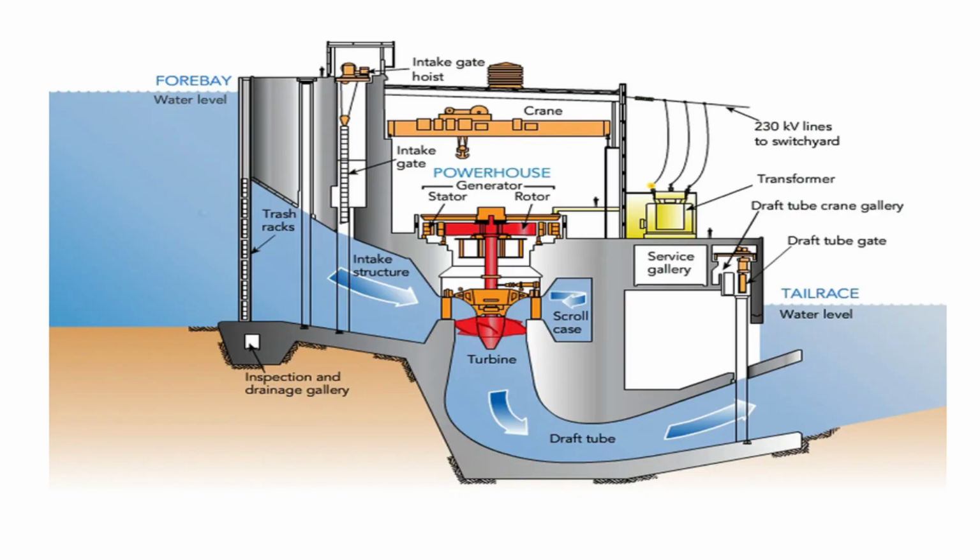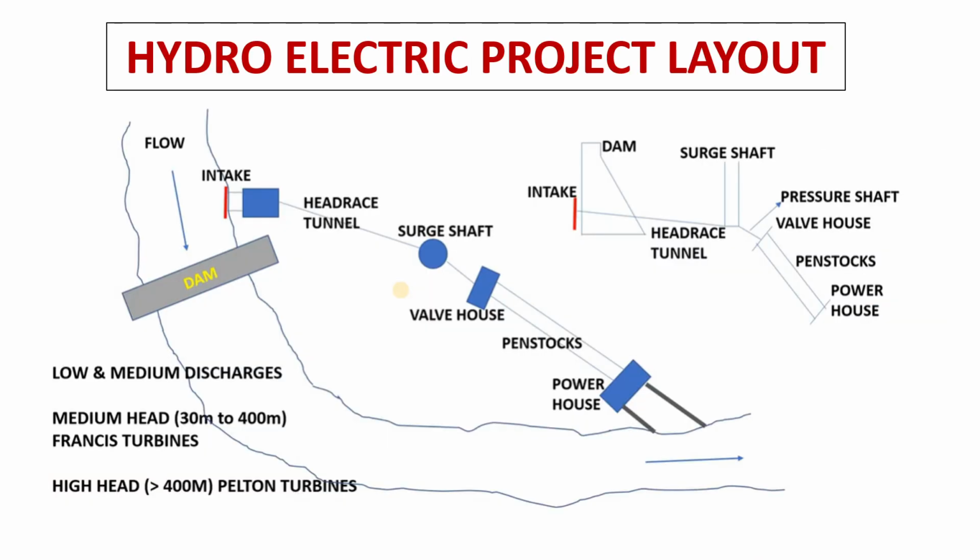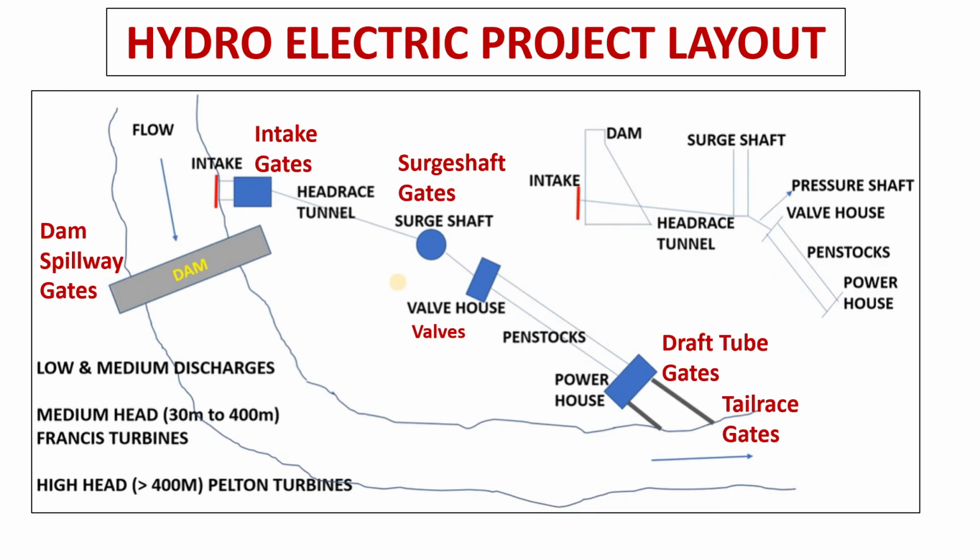Like this we will further see the requirement of gates in hydropower. This is general layout of hydropower scheme. Water is diverted through intakes to powerhouse. Headrace tunnel, surge shaft, pressure shaft, penstocks are intermediate components. We can see the gates for each component here.